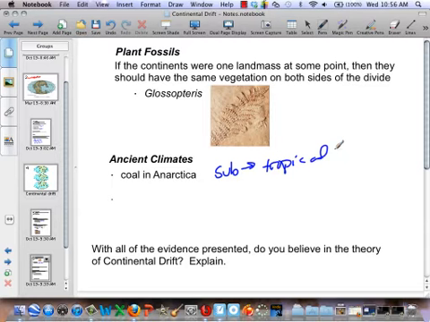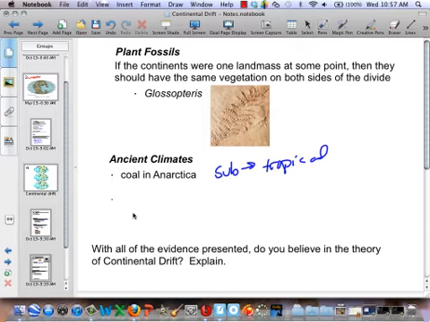Slight suggestion here. Where's Antarctica today? And I'm pretty sure we've never been a completely unfrozen pole. So what does this tell us? In order for coal to form, it needs to be done in a subtropical or a tropical environment. Therefore, Antarctica must have been much closer to the equator than it is today. So again, that's one of those pieces.